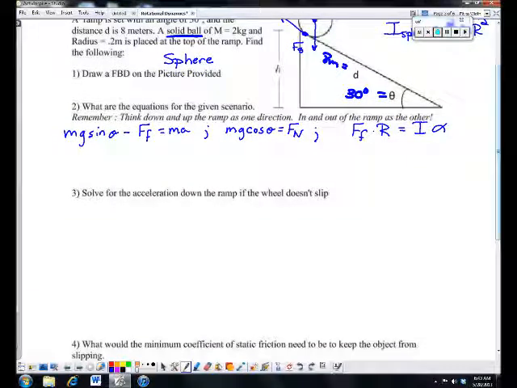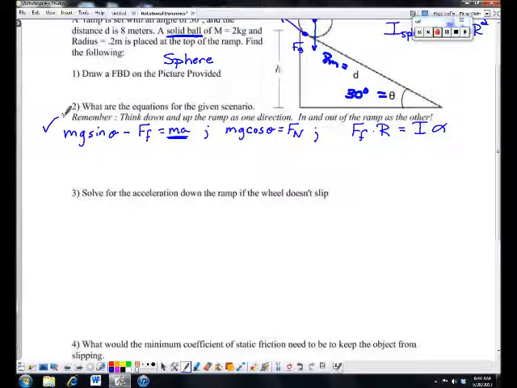So we want to solve for the acceleration down the ramp. So I want to find A eventually. Now I hope you notice I know m, I know g, I know sine theta. So if I can find the force of friction, I can use this equation to answer it.